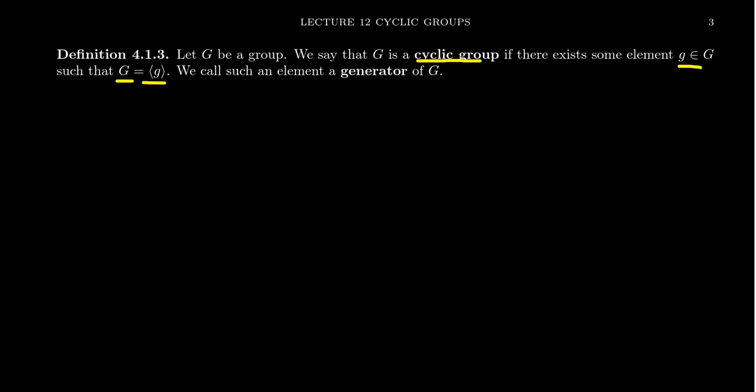And so, of course, cyclic subgroups are themselves cyclic groups in their own rights, but we say that a group is cyclic if it has a single generator, and that's what we call this element. This element that produced the whole group, we call it the generator of the group.